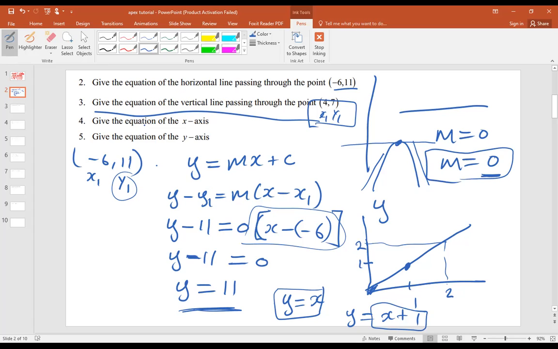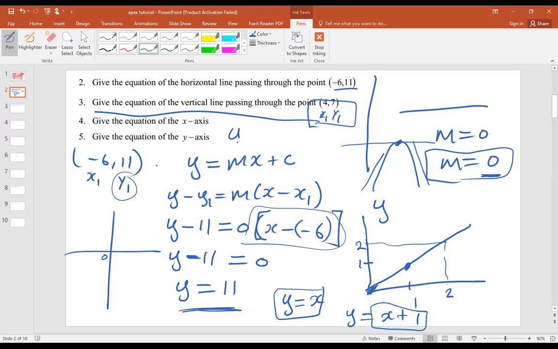Give the equation of the x-axis. So for the equation of the x-axis, you have the x-y plane, it's like this. If they ask you to give the equation of the x-axis, you know that in the x-axis, the value of y is equal to what? It's equal to 0. So here they're not asking us to solve or to find any equation. They're saying give. So you just have to know.